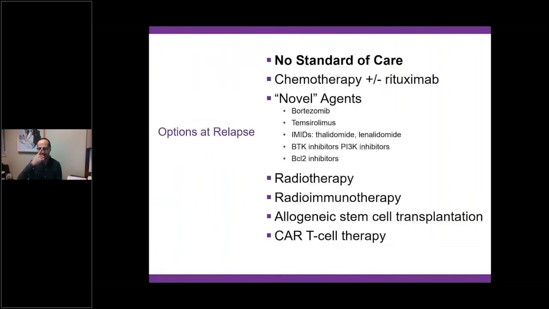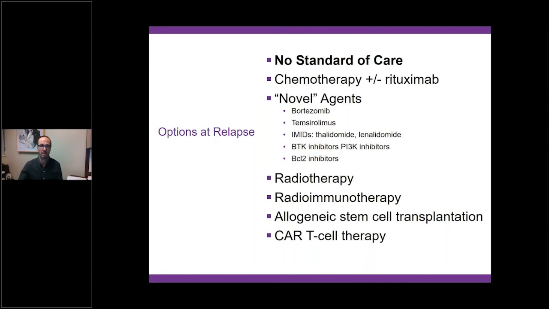And here, there are a number of options, and I think there's no single standard of care, and this is changing all the time. But just a bird's eye view of what are some of the options that one needs to think about when the mantle cell lymphoma grows again. You could potentially retreat them with a second course of chemotherapy with or without rituximab.